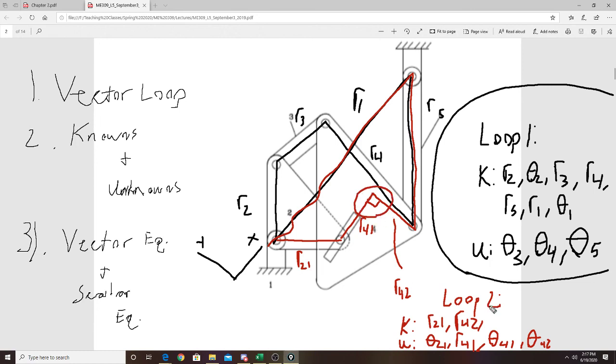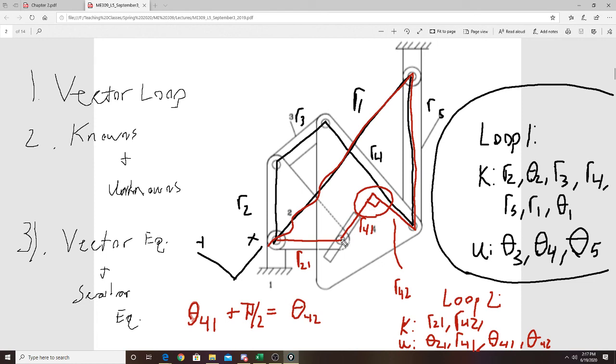And so if you were to write this, I'm going to write the additional equations down here. So these are additional equations, right? You would write theta 41 plus pi over 2 is equal to theta 42.